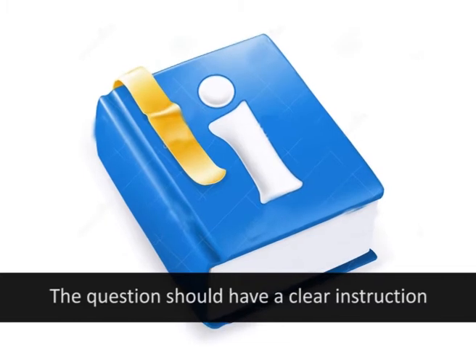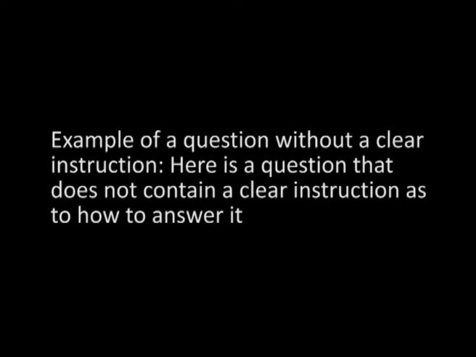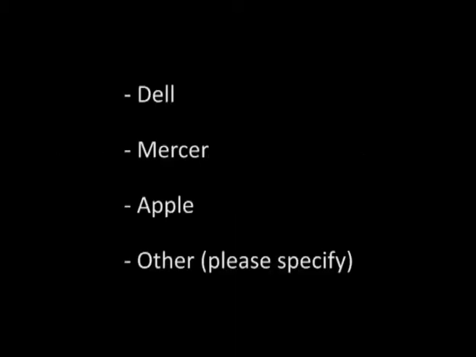The question should have a clear instruction. Example of a question without a clear instruction: here is a question that does not contain a clear instruction as to how to answer it. What brand of computer do you own? Dell, Mercer, Apple, others. The respondent is not told whether only one or more than one option should be marked.